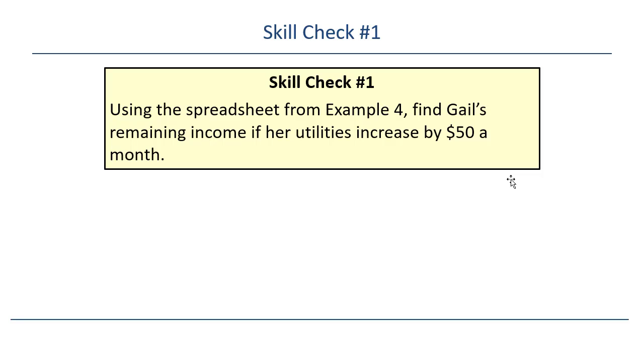So that's the nice thing about having spreadsheets: it enables you to move things around, change things, and you're not just working on paper, right? You're not having to erase everything and recalculate stuff. So if you want, go ahead and stop this, fire up your spreadsheet of choice, and see if you can use Gail's remaining income and increase it by $50 a month for utilities and see what happens. Okay, so did you get a change of $1,079.33?